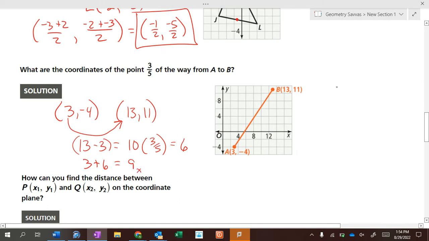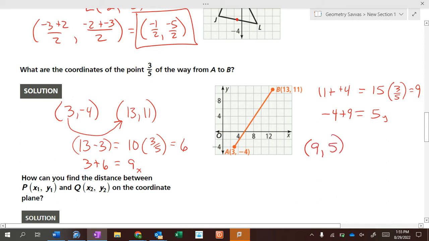Now we have to do the same thing for the y value. So going from -4 to 11, you take 11 minus -4, which is 15, because minus a negative is plus a positive. Take 15 times 3/5. Well, 15 times 3 is 45. What's 45 divided by 5? 9. So then we take -4 plus 9, and you get 5. That's the y value. So the coordinate is 9, 5.